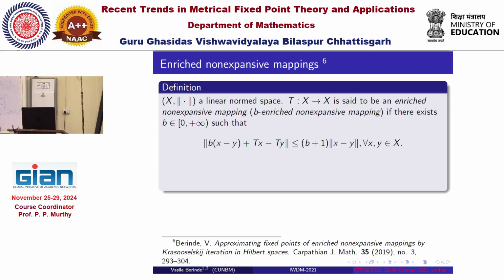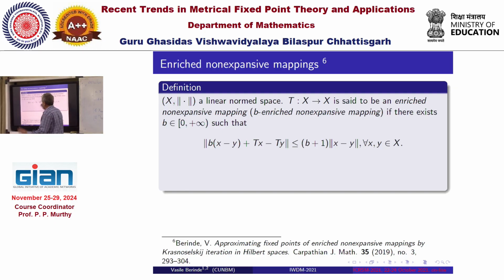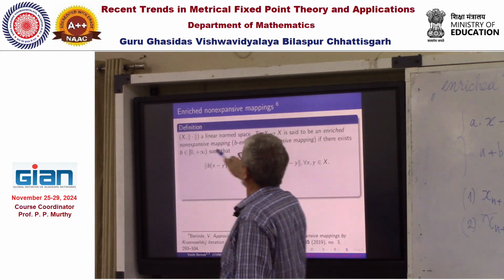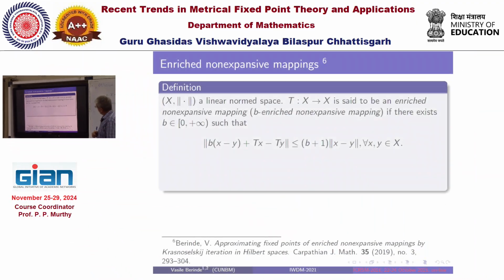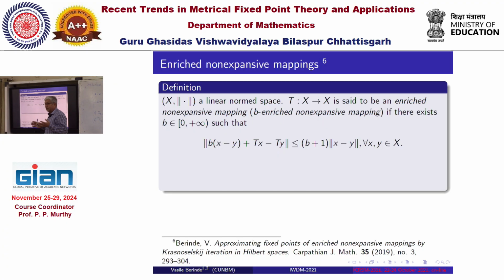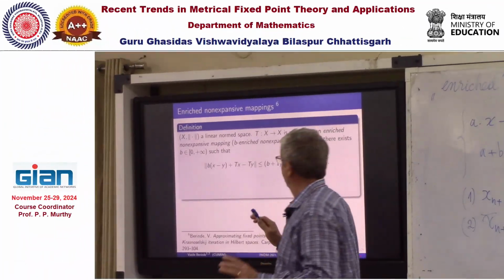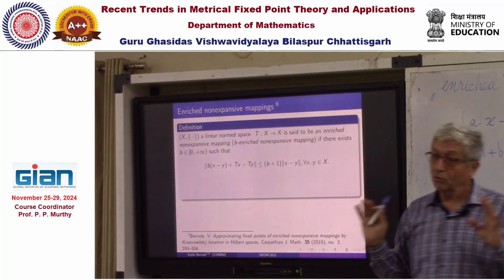A map T defined in a linear normed space in general is said to be an enriched non-expansive mapping, or B-enriched non-expansive mapping, showing the non-negative constant B, if we can find a constant B such that we have this condition. This condition, in my opinion, looks very nice. If we take B equal 0, what will happen? It is exactly a non-expansive mapping. So it's quite natural.